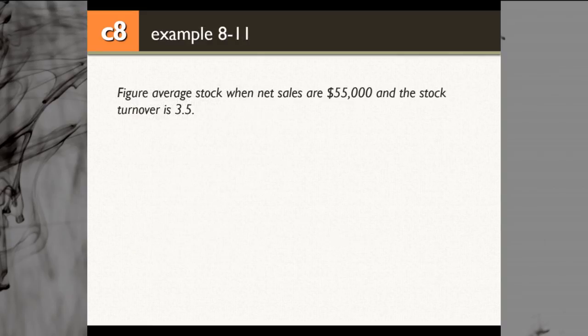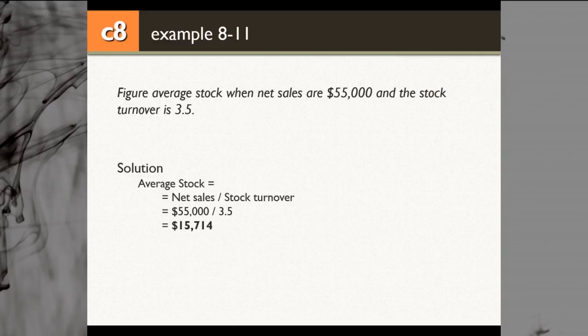Let's look at this example now to figure out your average stock. Figure out your average stock when net sales are $55,000 and the stock turnover is 3.5. This one is easier. Another way to calculate your average stock is your net sales divided by stock turnover. So 55,000 divided by 3.5, and you will get your average stock as $15,714. Okay, so you learned how to calculate your average stock and stock turnover in this part.